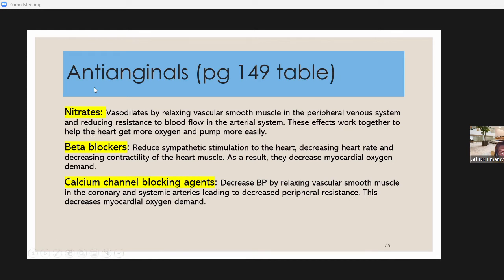Nitrates, they are vasodilators, meaning they relax coronary arteries, smooth muscles, and make them larger so more blood reaches the heart muscle. You can give nitrates as IV drips, as sublingual tablets or pills, or you may give nitrates as transdermal patch, or even, for example, ointments.